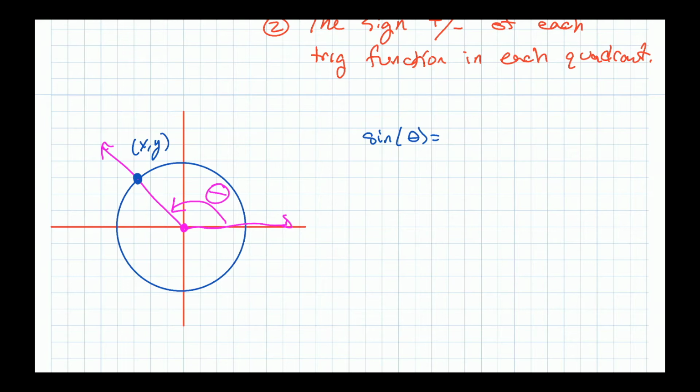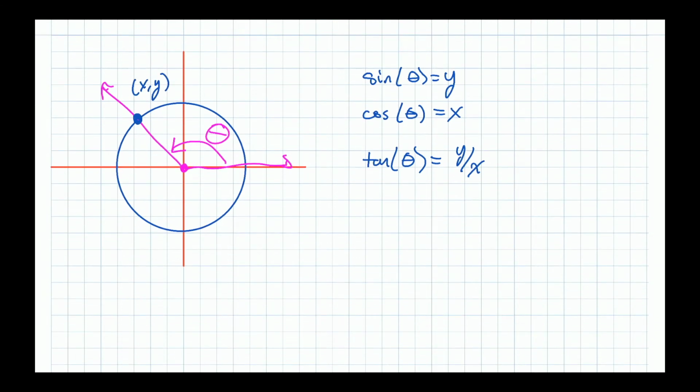Sine theta is y. Cosine theta is x. Tangent theta is y over x. Now, we may not have done this for the unit circle yet, but if this is new information for you, then you're learning it now. So we already knew sine and cosine for sure. Tangent theta, y over x.